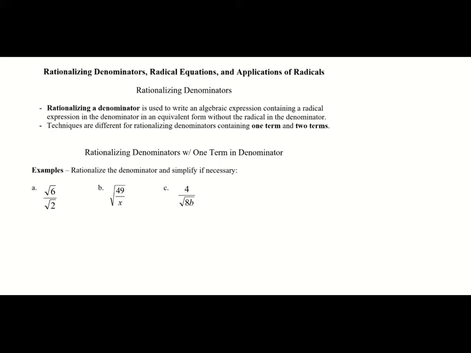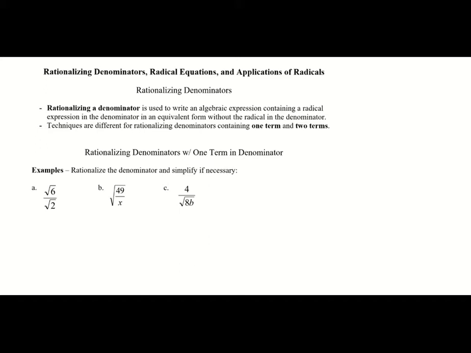There are two different ways that we will look at. First is a denominator that contains only one term, and then a denominator that contains two terms, and how you solve those a little bit differently. So for example A, we have the square root of 6 over the square root of 2, and we want to remove that square root of 2 on the bottom. So basically we want to get rid of the radical.